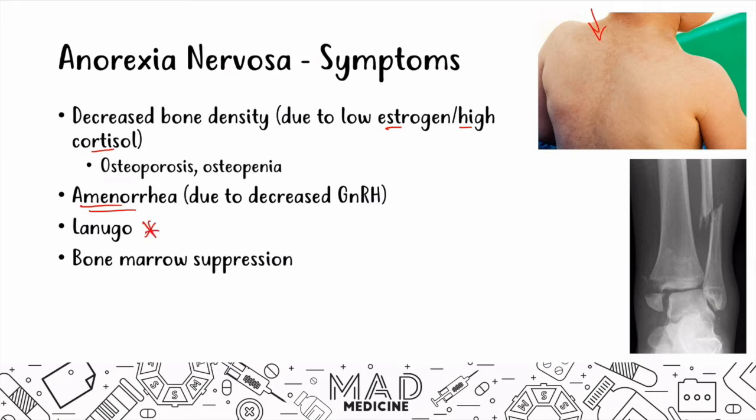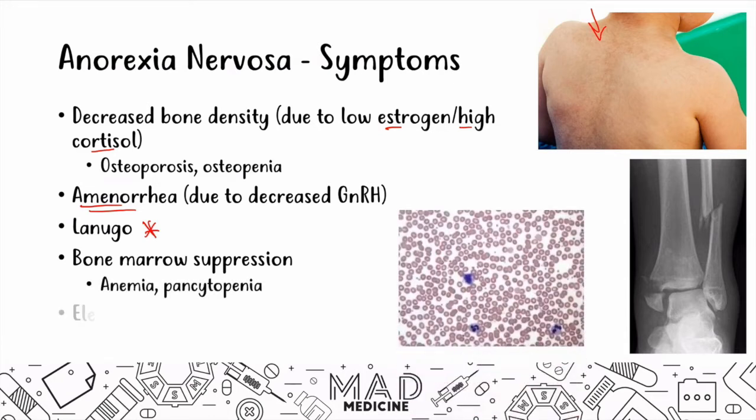Because of restricting your diet, you will have bone marrow suppression naturally, and this will lead to anemia and pancytopenia. And finally, electrolyte disorders will also occur, leading to bradycardia and hypotension.